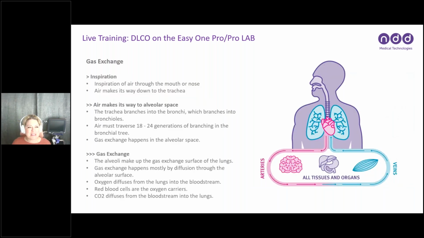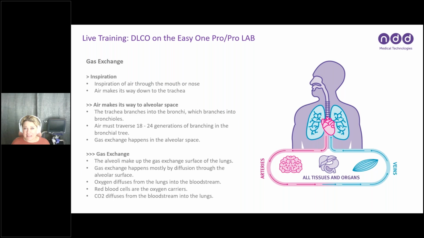I always call this the Biology 101 portion of the lecture, but it's really important for us all to have a baseline understanding of what we are measuring here. When we inspire, or take a breath in, we're breathing in through our mouth or nose, and it makes its way down the trachea. It has to make it all the way down to the alveolar space, those little air sacs in our lungs. Our trachea goes into our bronchi, which branch into bronchioles, and then that air has to travel 18 to 24 generations of that tree branching in order to make it to the alveolar space where gas exchange actually occurs.